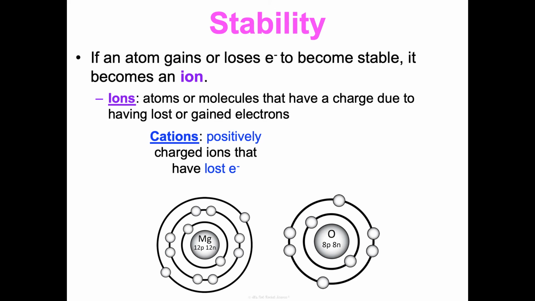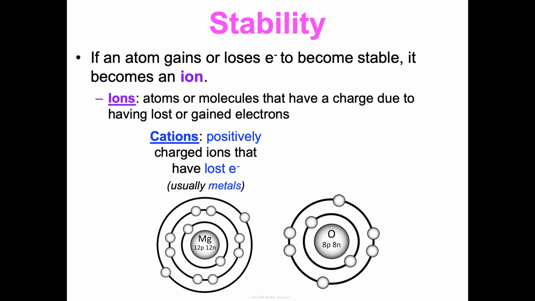And when they lose electrons, that means they have more positive protons than they have negative electrons. Thus, they get this positive charge overall. Typically, we see that cations are metals. Why? Well, look at your periodic table.